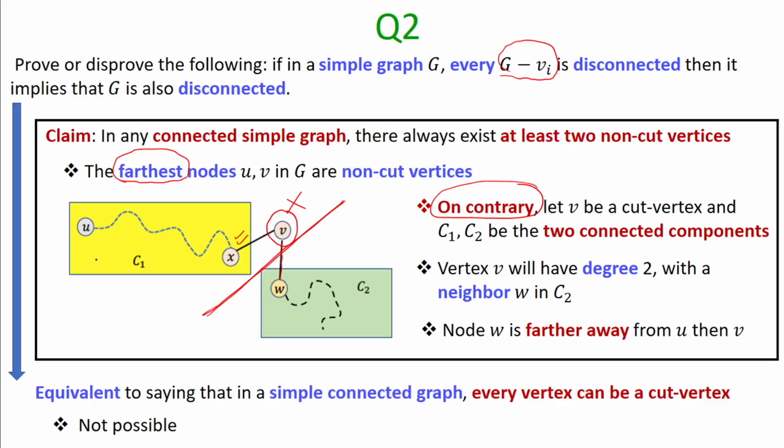So now coming back, the question is equivalent to asking whether we can have a simple connected graph where every vertex is a cut vertex, right? And that is not possible, because that is precisely what we proved in this claim. We proved in this claim that if your graph is a connected simple graph and the number of nodes is greater than or equal to 2, then there definitely exist two vertices vi and vj such that neither vi nor vj is an articulation point. It's not possible.